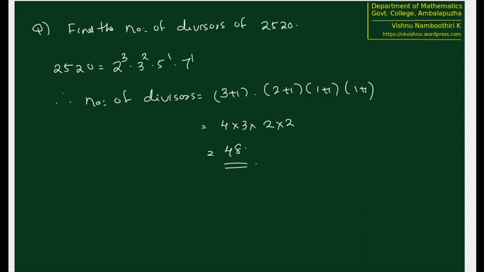And now we have a slightly different problem which is more interesting. It looks a little bit tricky. The question is the following: find the number of trailing zeros in 234 factorial. That means how many zeros are there towards the end of 234 factorial.